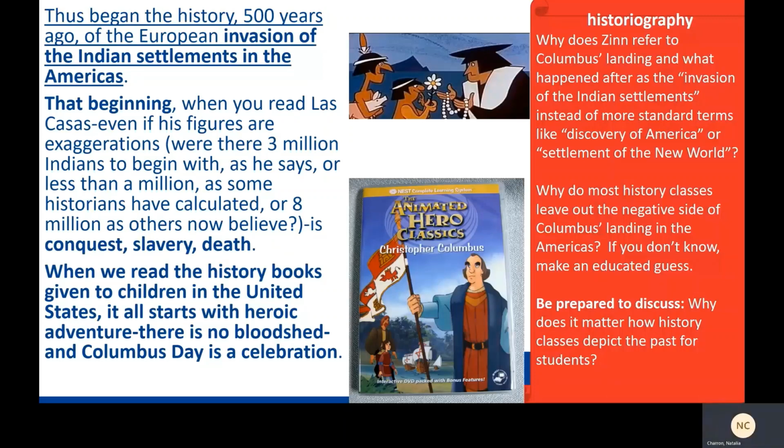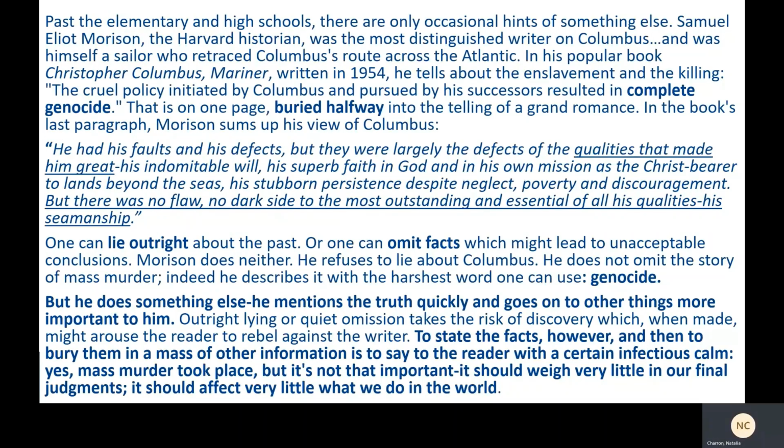When we read the history books given to children in the United States, it all starts with a heroic adventure. There is no bloodshed, and Columbus Day is a celebration. Past the elementary and high schools, there are only occasional hints of something else. Samuel Eliot Morison, the Harvard historian, was the most distinguished writer on Columbus, and was himself a sailor who retraced Columbus's route across the Atlantic.